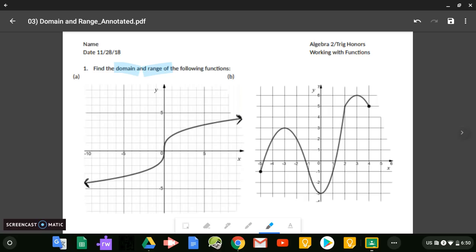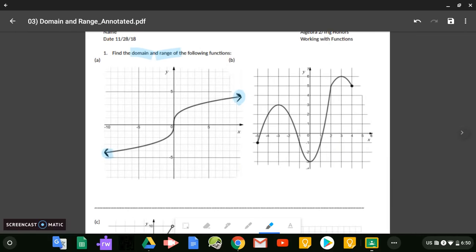Remember, our domain describes the x values used by the function. Now, I want you to take careful note here. This function has arrows on the end, so it's going on infinitely in both directions. So when we describe the domain, it is going to go from negative infinity to positive infinity. Our range is going to be the same idea. It stretches in both directions infinitely.